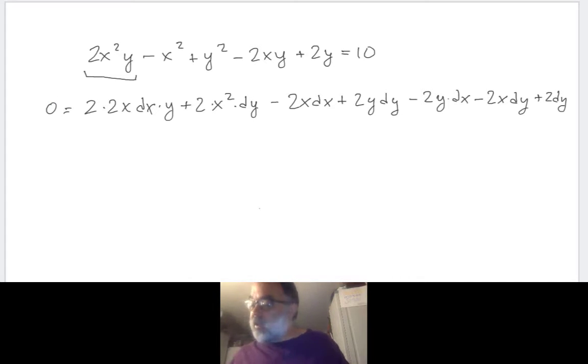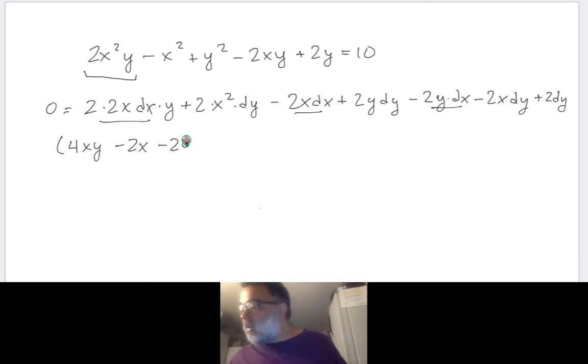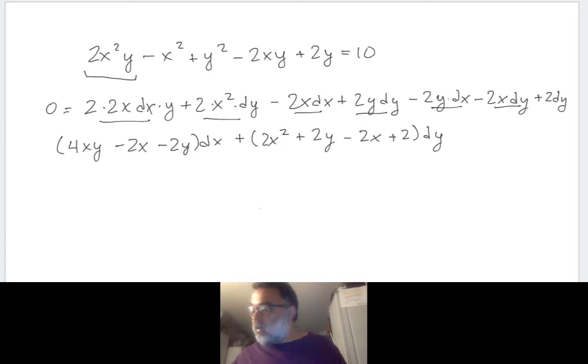Okay, so the next step in finding an implicit derivative is to sort out the dx's and the dy's. So I'm going to put all the terms here. So we've got 4xy, that's a dx. We've got minus 2x, that's a dx. We've got a minus 2y, that's a dx. And that's it for the dx's. And then we've got the dy's, the 2x squared, 2y, minus 2x, plus 2. That is a lot of 2's. Okay, so we've got all this is equal to 0.